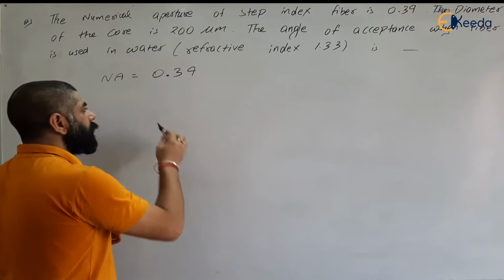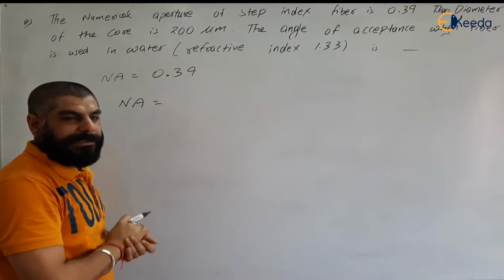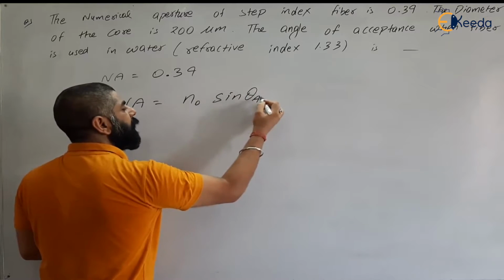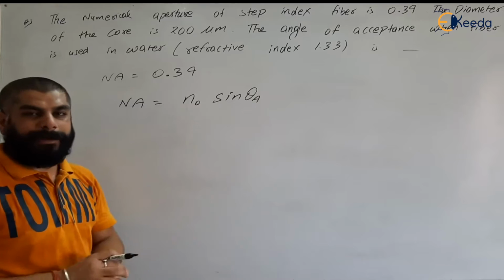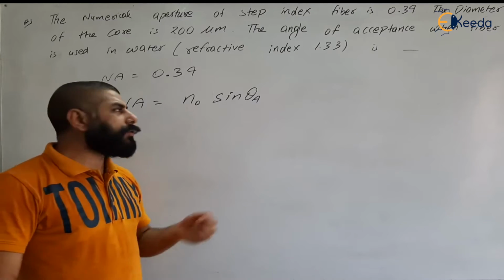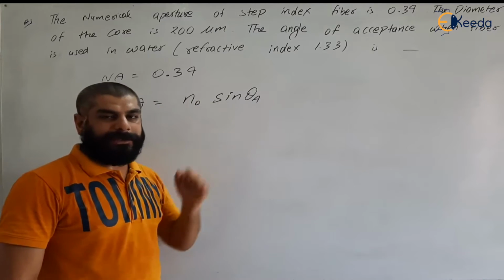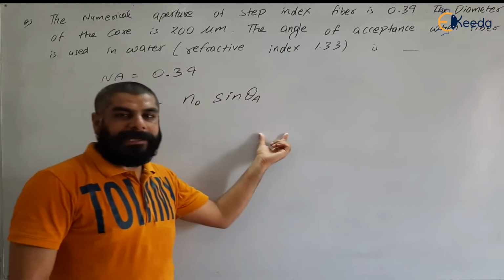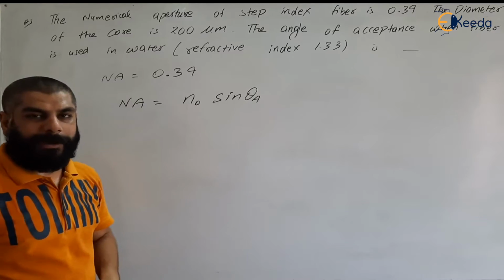See, the relation between numerical aperture and acceptance angle is: numerical aperture is equal to n naught sine of acceptance angle, where n naught is the refractive index of the medium in which the optical fiber is placed. In most problems, the optical fiber is placed in air. So the refractive index of air is 1. So we simply write numerical aperture is equal to sine of acceptance angle. But the actual formula is numerical aperture is equal to n naught sine of acceptance angle, where n naught is the refractive index of the medium in which the optical fiber is placed.